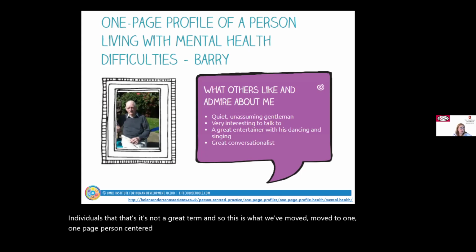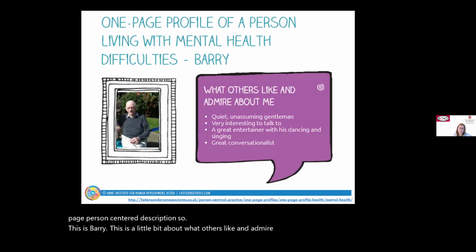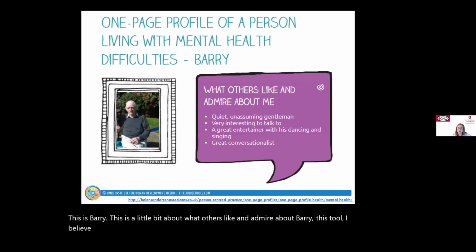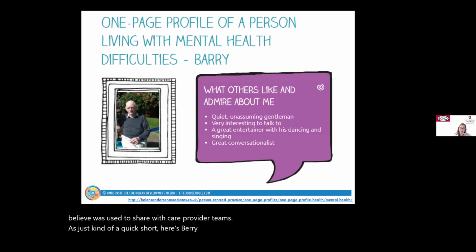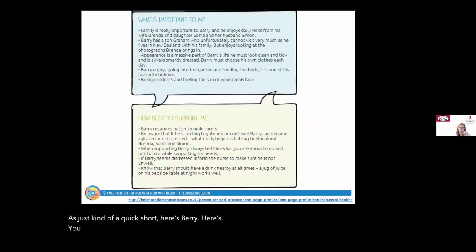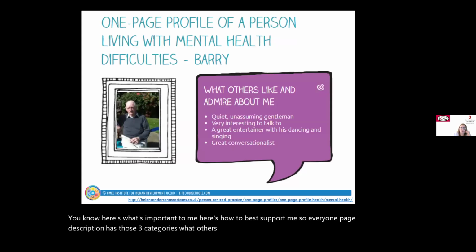So this is Barry. This is a little bit about what others like and admire about Barry. This tool, I believe, was used to share with care provider teams as just a quick, short, here's Barry, here's what's important to me, here's how to best support me. So every one-page description has those three categories. What others like and admire about me is kind of thinking about our strengths.